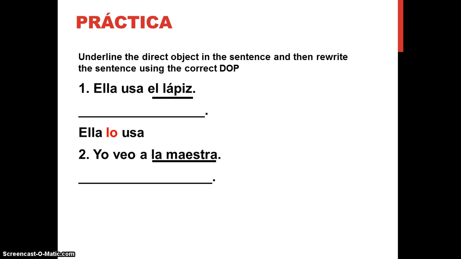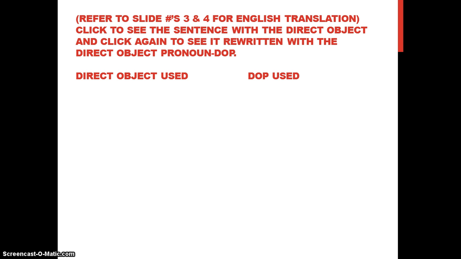So our direct object pronoun comes before the verb. Our direct object pronoun is going to be la, because I'm talking about la maestra. So our correct sentence, I see her, yo la veo. All right, so let's get some more practice and some more examples.